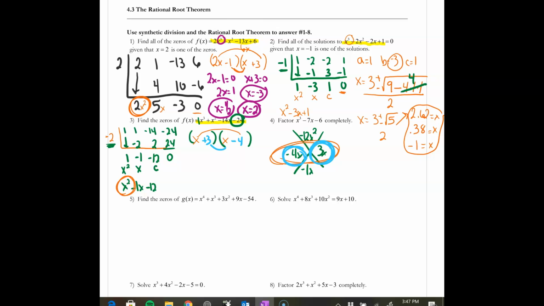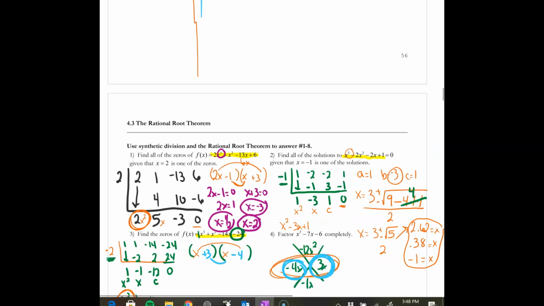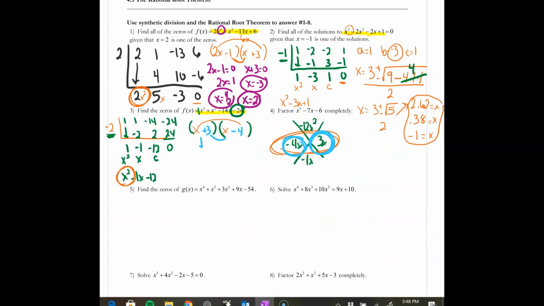So remember, I'm finding all the zeros. So if I set these factors now, x plus 3 and x minus 4, equal to 0, these are pretty easy. I'll get negative 3, and this one I get 4. And then there's one more 0, which was given to us, which was x equals negative 2. And if you want the factor for it, that would just be x plus 2.